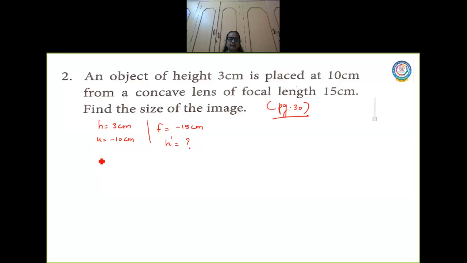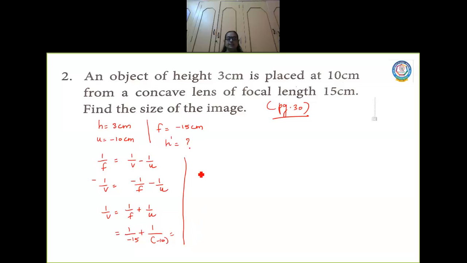So what is the formula again? Lens formula, 1 by f is equal to 1 by v minus 1 by u. So I need to find out 1 by v. So 1 by v is equal to, take this to the other side, it becomes minus 1 by u, take the minus sign everywhere. So 1 by v is equal to 1 by f plus 1 by u. Substitute the values. 1 by f is 1 by minus 15, plus 1 by u is 1 by minus 10. Okay, so this becomes simplified.